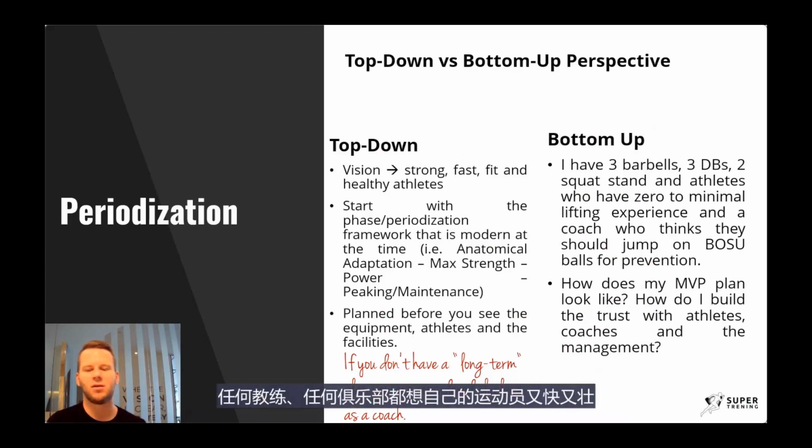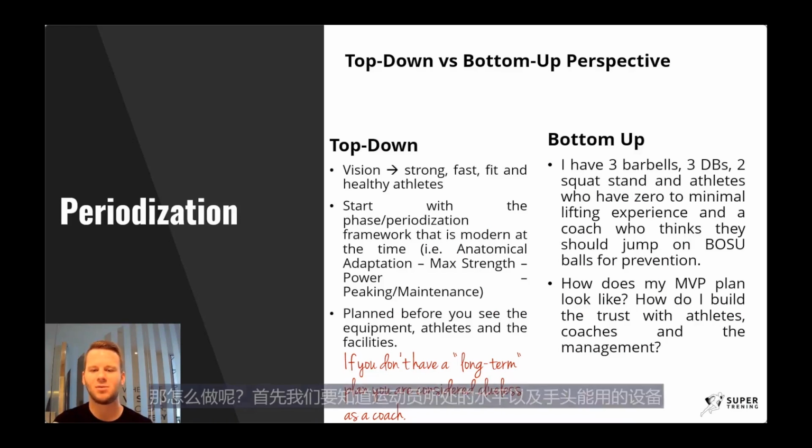On the other hand, we have the top-down approach, as we said, where you have some kind of a vision. Okay, everybody wants strong, fast, and fit athletes. All the coaches, all the clubs, all the teams want that. How do we achieve that? Let's start at the beginning. Let's look at the level we are at and the equipment and facilities we have at hand.